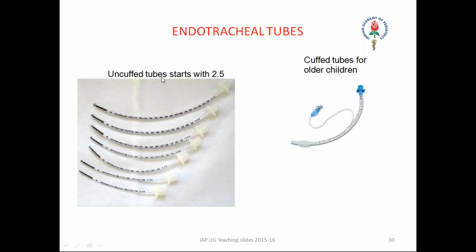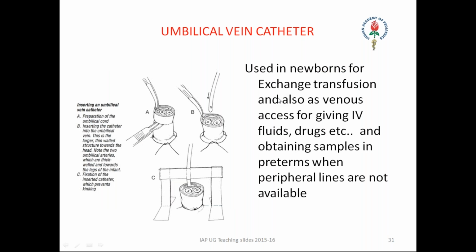Endotracheal tubes: uncuffed tubes are there and cuffed tubes are there. And these are the uncuffed tubes for your identification. Uncuffed tubes start with 2, 2.5, 3, 3.5, 4, 4.5 like that. They are available. In an extremely preterm child, you can give a size of 2, and according to the age of the child, you should adjust. And cuffed tubes are for older children.